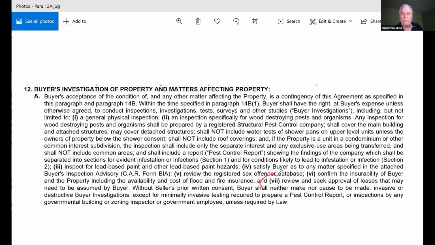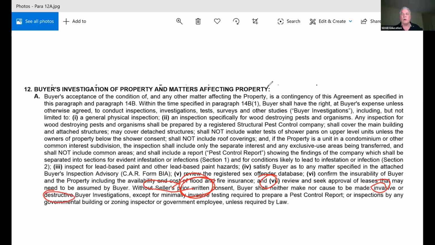Number 7, review and seek approval of leases that may need to be assumed. So the lease on the photovoltaic tanks up on the roof of the house, things like that. They've got their period of time. 14B1 is going to say how much time they have to do all that. Without the seller's prior written consent, buyer shall neither make nor cause to be made what? I said it earlier, invasive or destructive buyer's investigation.